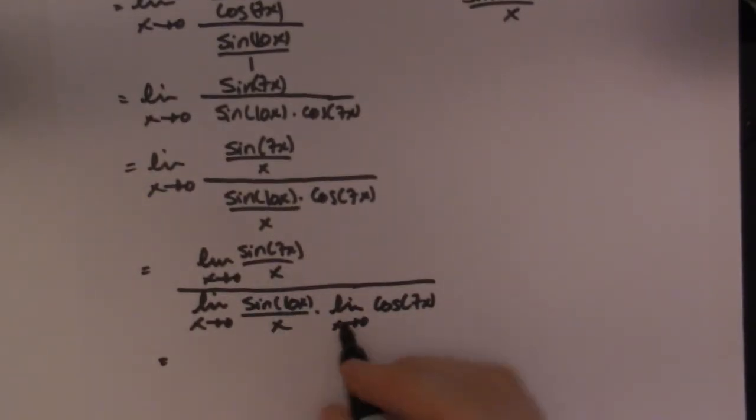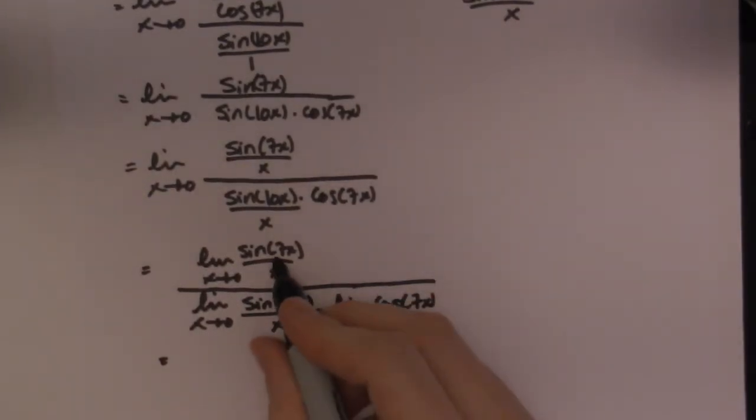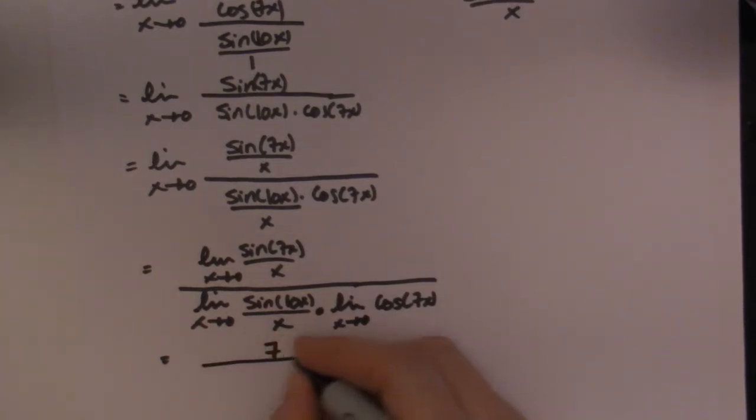So I've got everything done. Note that this is multiplied here. So this limit right here is 7. On the bottom, I have 10.